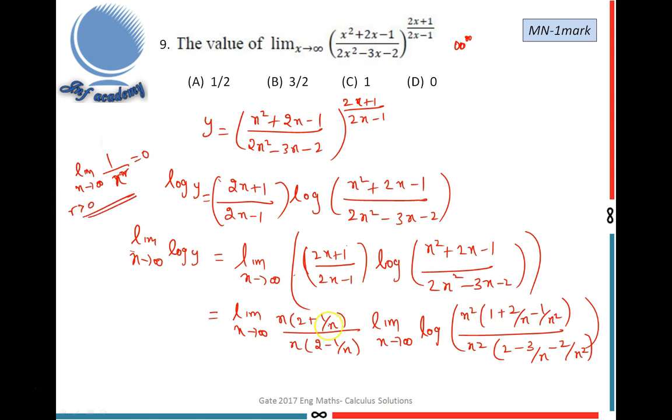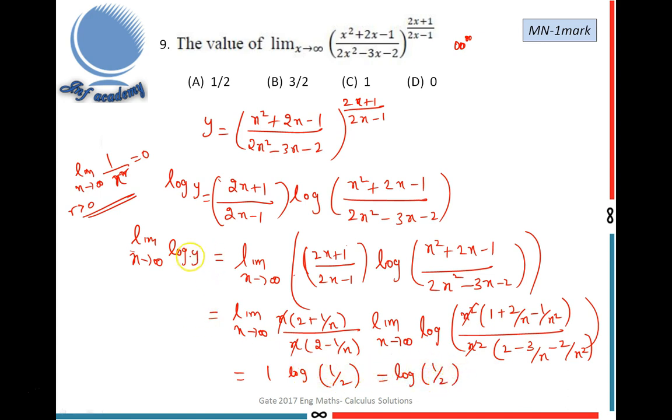So in that case, all these terms are 0. The x cancels, the x square cancels. So finally I got limit x tends to infinity: this value is 2 by 2, that is 1. And this value is log of 1 by 2, log of 1 by 2.